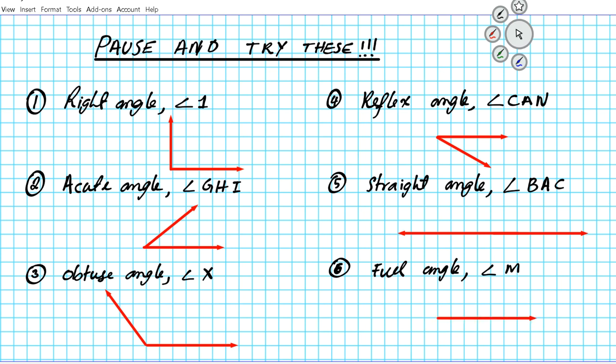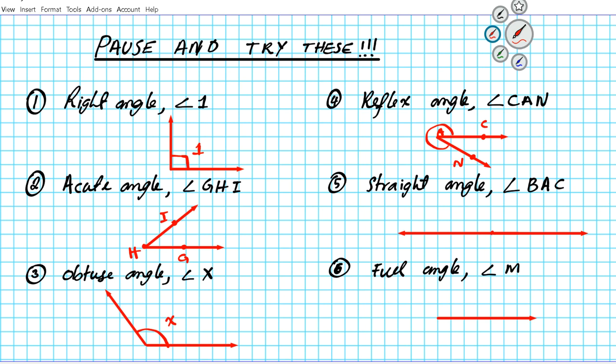All right, let's go ahead and label them. So this one is a right angle. Remember, your right angles use a little box. So this is angle 1. And then this one right here is GHI, with the vertex at H. And then this one right here is the obtuse angle, X. And then here we have the reflex angle. This part right here is the reflex angle, okay? So it's C, and then the vertex is A, and we have another point here, N.